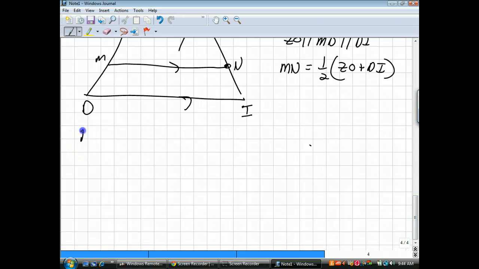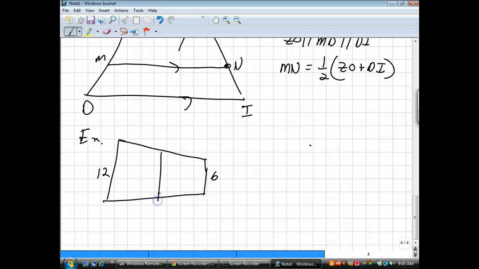So, examples. Okay, so given this trapezoid, where this is 12, this is 6, and we have this median, which is x. Okay, what is the value of x? Well, since x is the median of a trapezoid, the theorem just told us that the length of the median is equal to the average of the bases. So 12 plus 6 divided by 2. So that's 18 divided by 2, or 9. Okay?